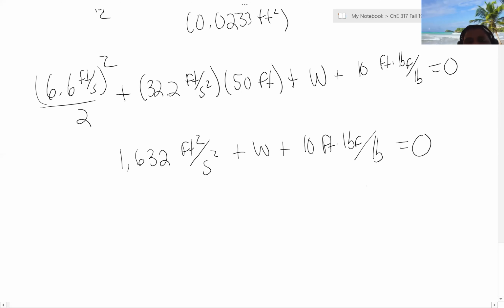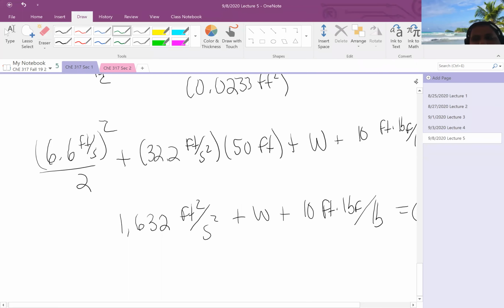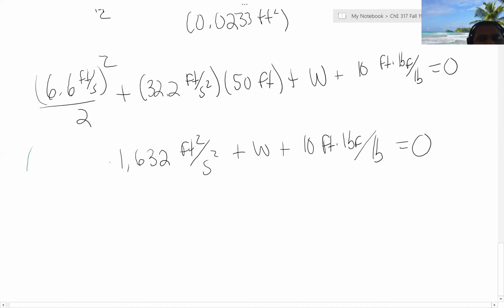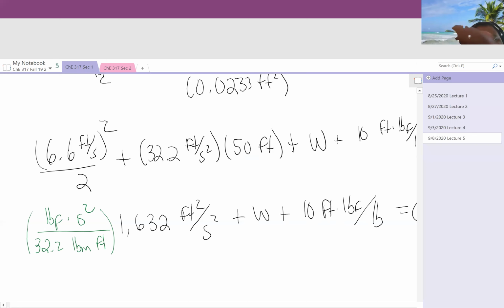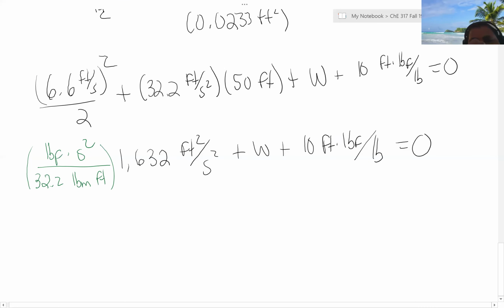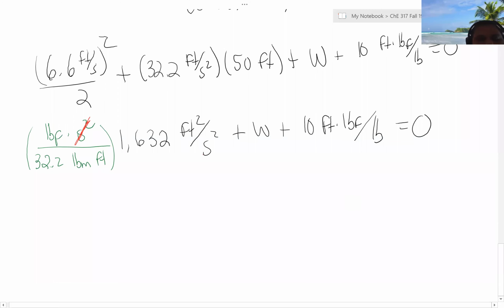Now, my friction term and my kinetic energy and potential energy terms don't have the same units. So I can't do the math yet. What I need to do is divide by G sub C. And I'll go ahead and put it in a different color so you can see that it's going to be a unit conversion. So if I do that, my seconds squared cancels. One of these feet cancels, and I'm left with foot-pound force per pound mass.